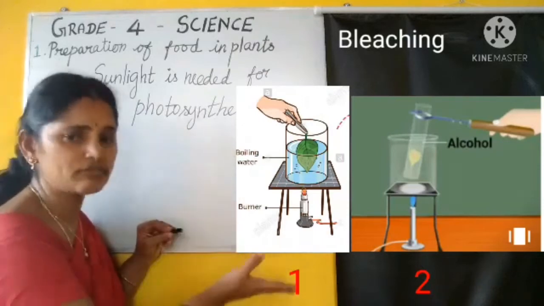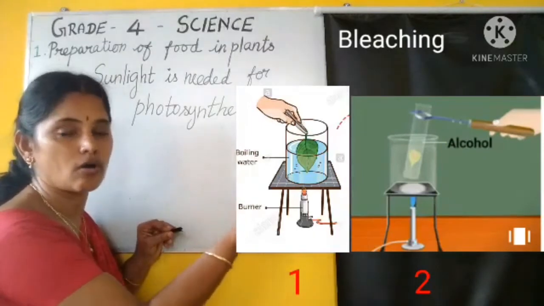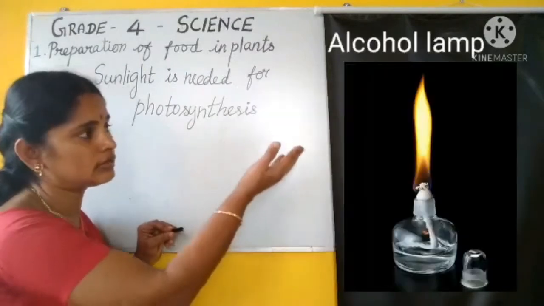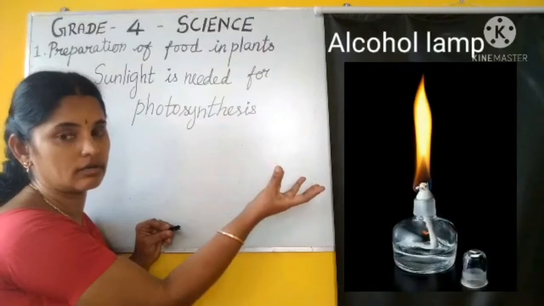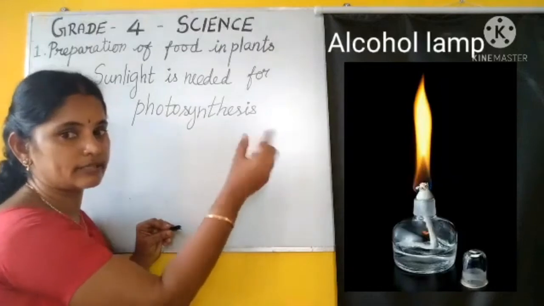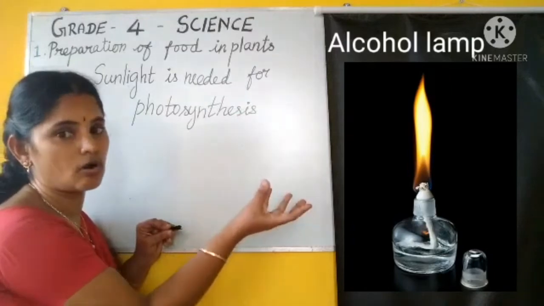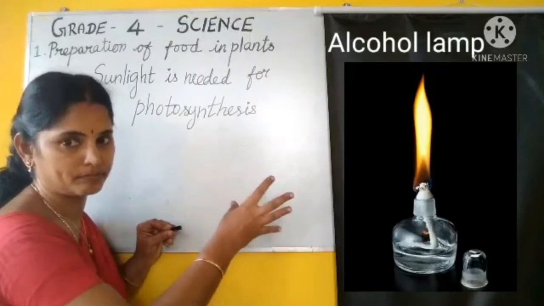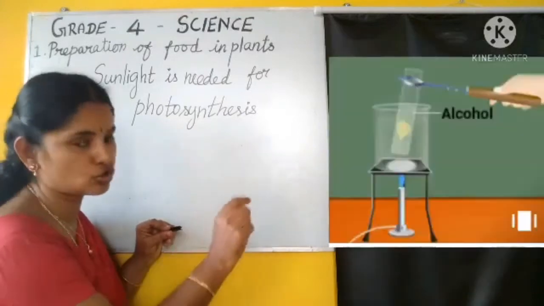So that's why again we are going to boil the same leaf in alcohol. What is alcohol? See, in the science lab, this is what we call a spirit lamp, alcohol lamp. Inside this alcohol lamp, alcohol is present. See it burning, isn't it? So alcohol is like a fuel. We use this laboratory alcohol in the science lab. So take that alcohol liquid in a test tube.